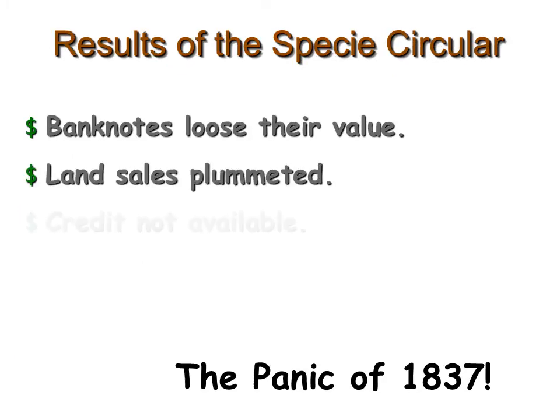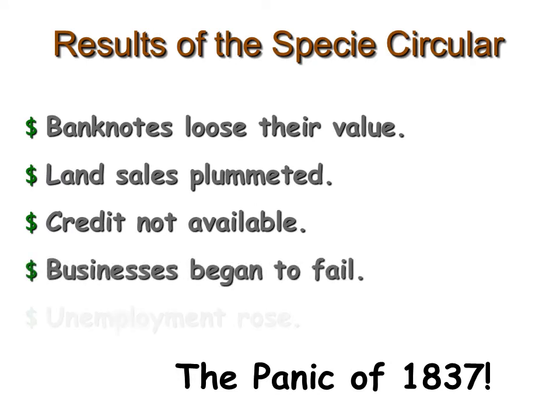So what are the results of this law, the Specie Circular? Well, banknotes lose their value, so the paper money loses its value. Land sales plummet, so instead of over speculation in land, you actually get an under speculation in land because there's not enough hard currency to go around. Credit is not available. What I mean by credit is banks are unwilling to give loans to people. So if you're a farmer, you're not able to secure a loan. Businesses that need loans to start, to maintain a business during lean times, or for expansion begin to fail and unemployment rises.